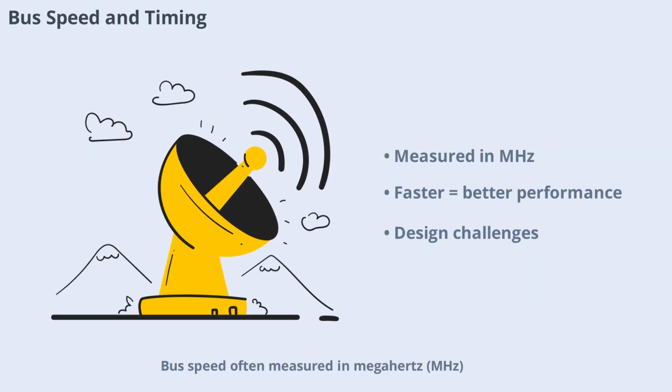Bus speed, often measured in megahertz, determines how quickly data can be transferred. Faster buses enable quicker communication between components, reducing bottlenecks and improving system responsiveness. However, increasing bus speed can introduce challenges such as signal integrity and electromagnetic interference, which engineers must address through careful design and shielding.